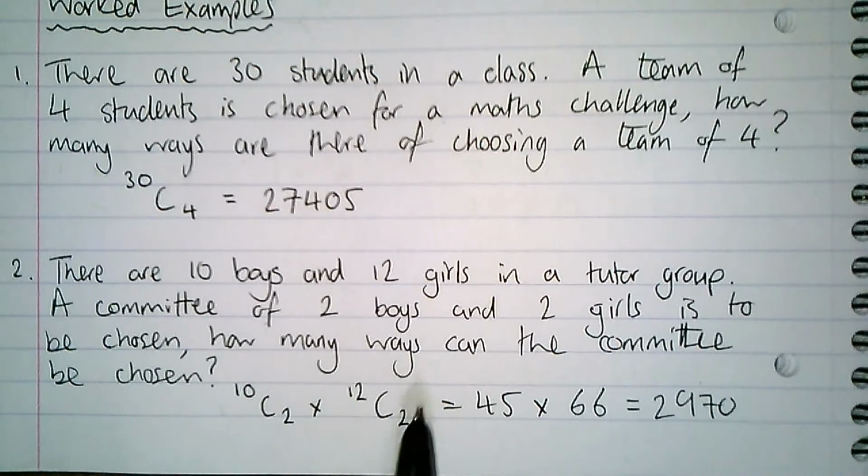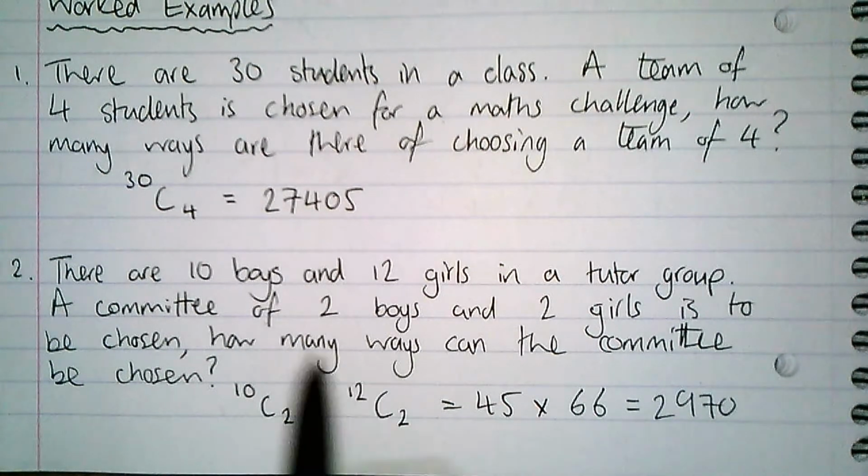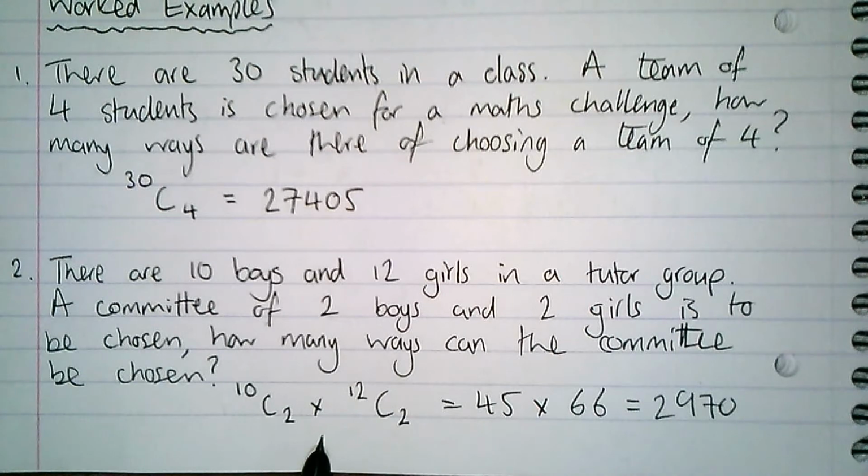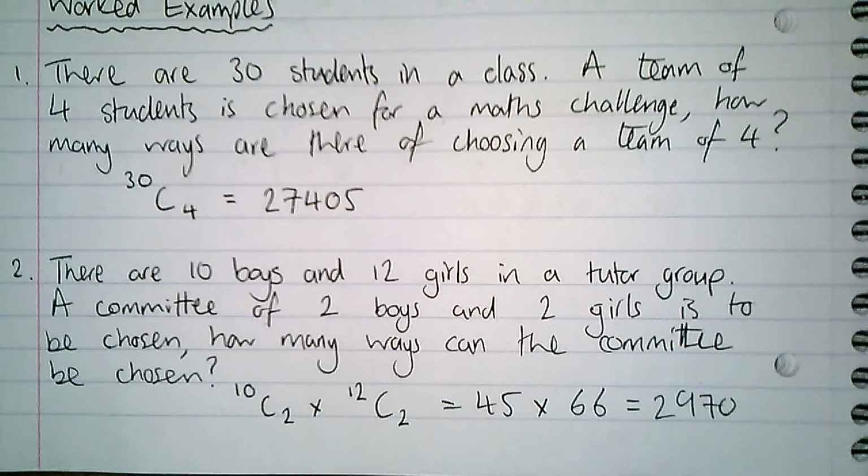So you've got to be careful with questions like this where they've maybe got 2 groups and you want to use those 2 groups or even more than 2 groups in order to generate one final group. You've got to remember to do it separately. So here we did the boys and the girls separately, and then we multiplied their individual amounts together.